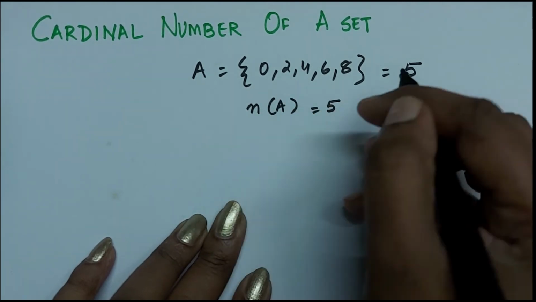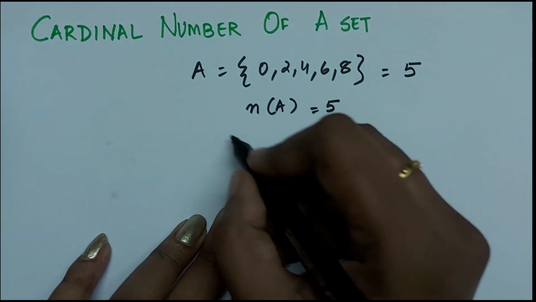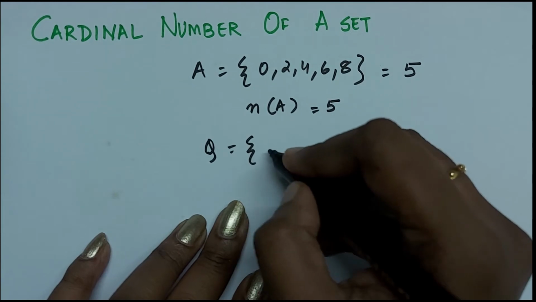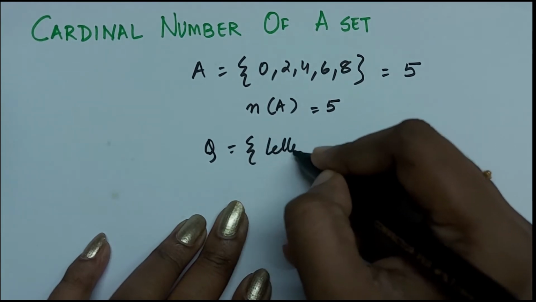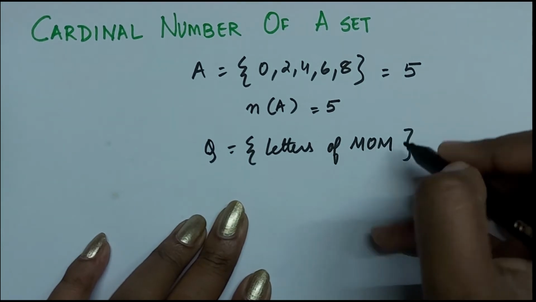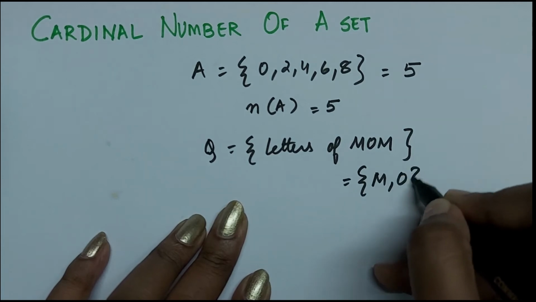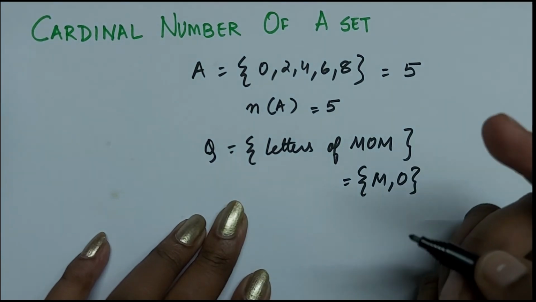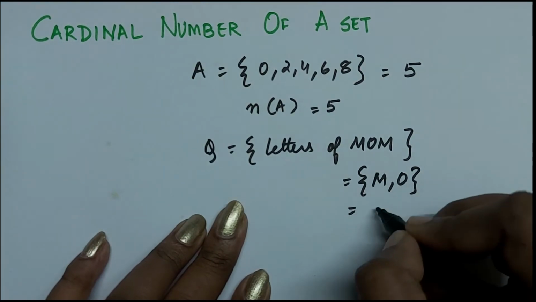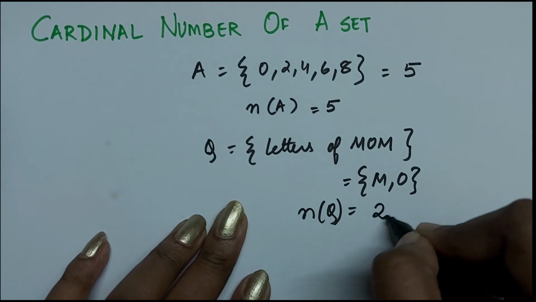So you have to count the number of elements, and the unique elements, that you have to mention. Or if I tell you that Q is a set with the letters of the word mom, so here 2 elements are there, M and O, because we will not repeat elements. Because M is there 2 times, we don't write it twice in a set. So the cardinal number of the set Q is equal to 2.